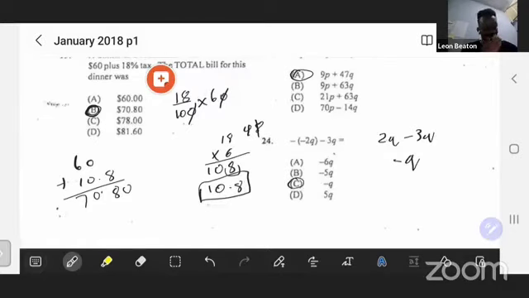I don't want to say too good to be true, but too easy to be true. I can make a mistake here. Anyways, just joking. Yeah. So 24 is that.